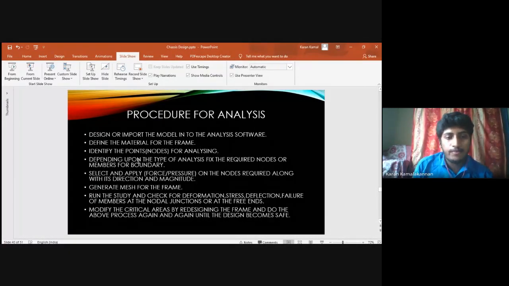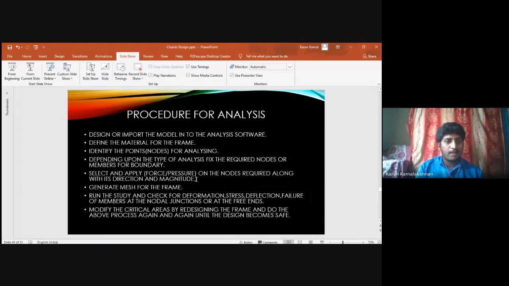And next, depending on the type of analysis, you will be fixing different points. For front impact, you will be fixing the rear suspension points, and for rear impact, it will be vice versa, and likewise for side torsion. You should know the boundary conditions, like where the impact will be and where the boundary condition will be.